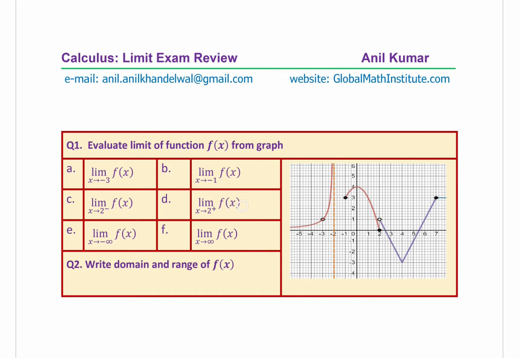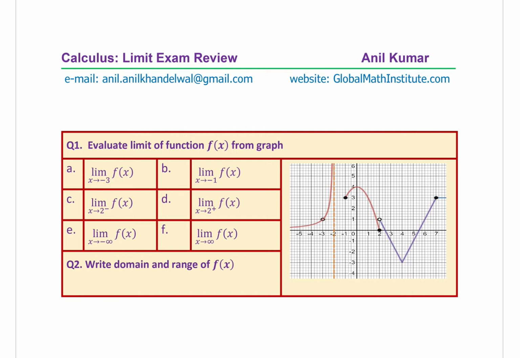And then we have the limit of this function when x approaches 2 from the right side. E, limit of the function when x approaches minus infinity, that is this end. And F is the limit of the function when x approaches plus infinity, the other end. Now, based on this graph, we have the second question, which is: write the domain and range of the given function. Clear? So take your time to answer this question and post your answers.